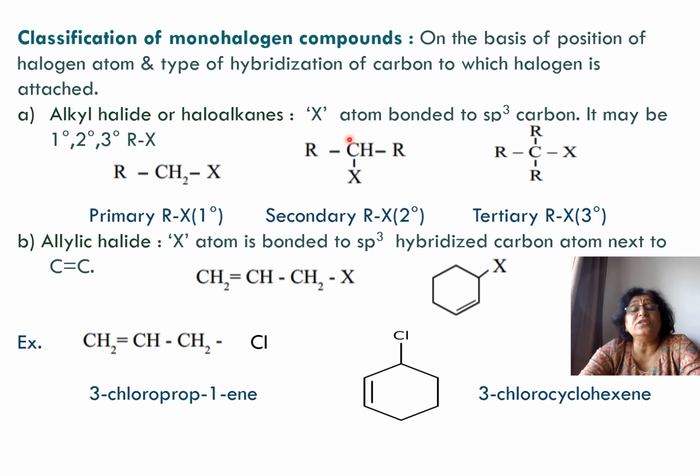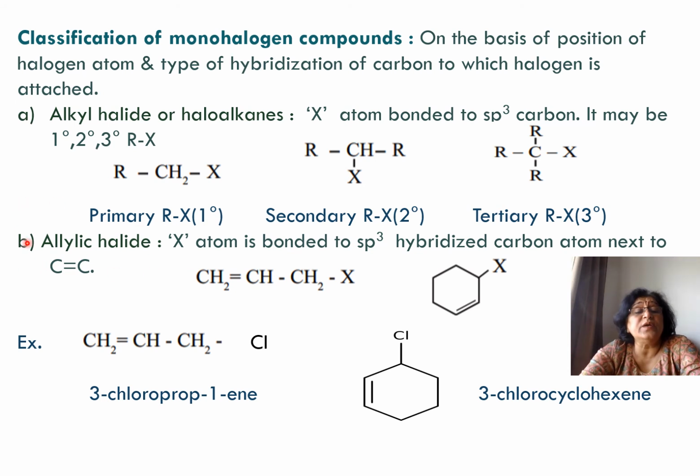And when halogen is attached to secondary carbon, what do you mean by secondary carbon? The carbon to which two alkyl groups are attached and one hydrogen is present. Such a carbon is called secondary carbon, and when halogen is attached to it, you call it secondary alkyl halide. And when halogen is attached to the carbon which is attached to three alkyl groups, that is called tertiary carbon. So when halogen is attached to tertiary carbon, you call it tertiary alkyl halide.